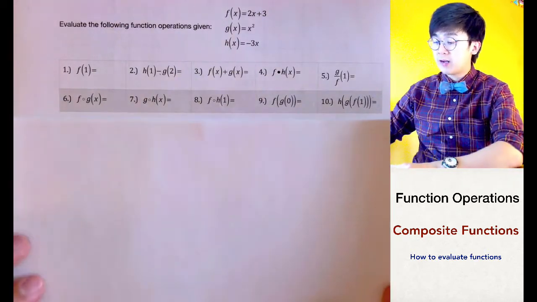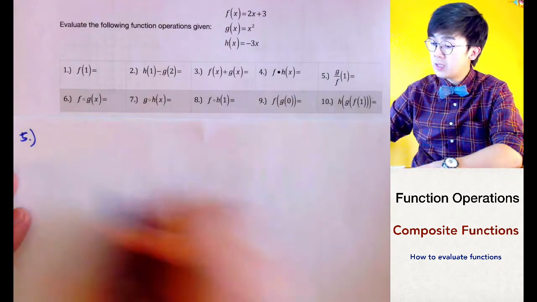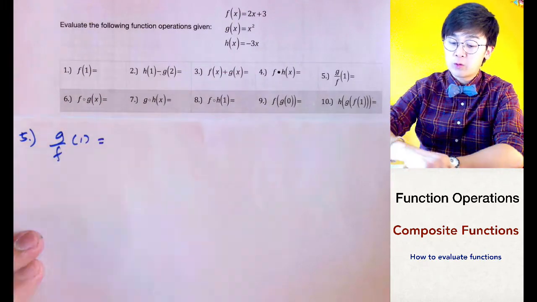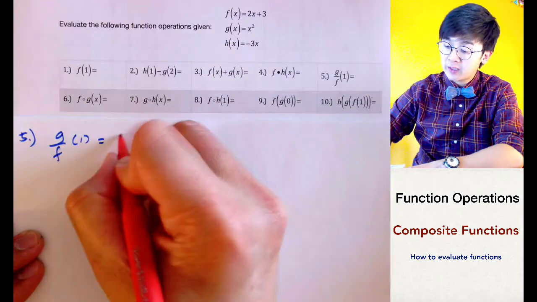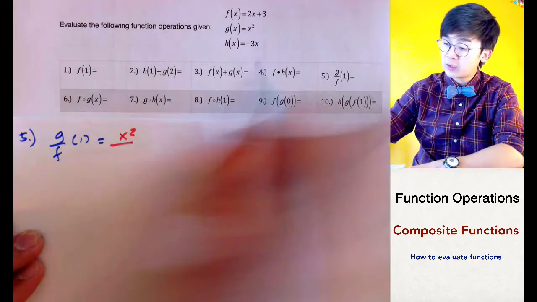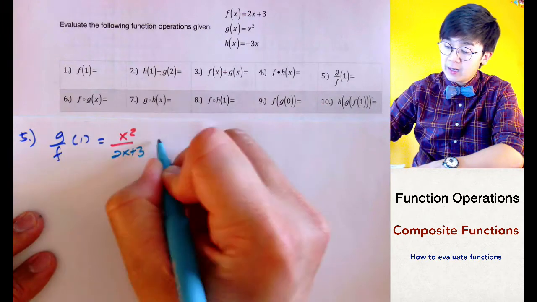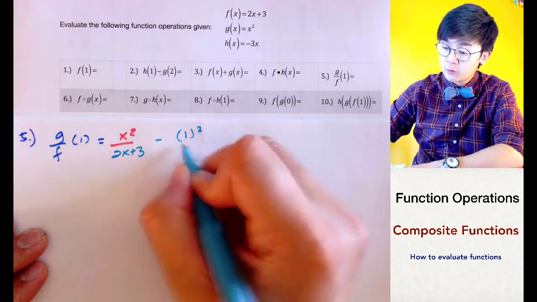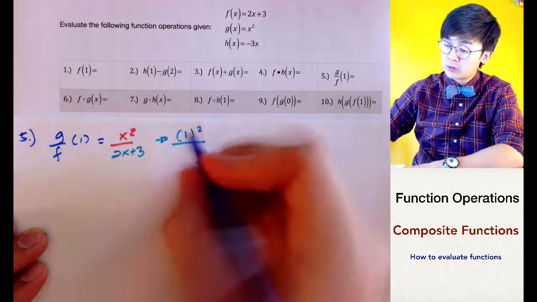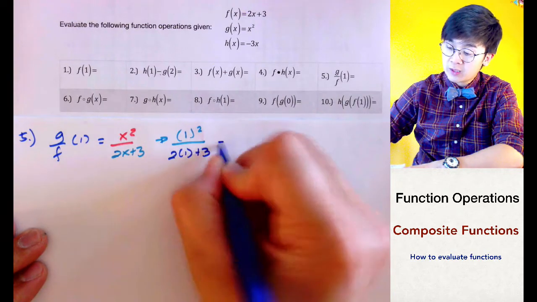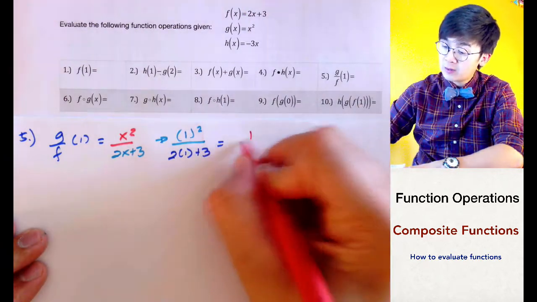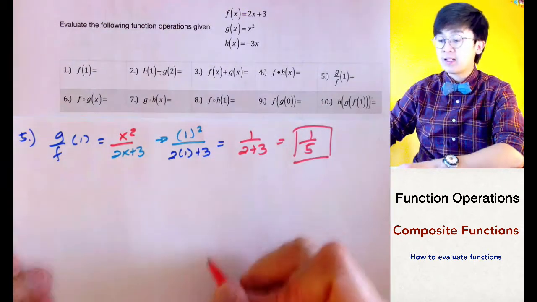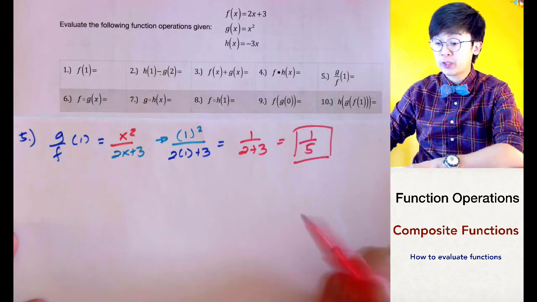Now for problem number 5, we are seeing g of f of 1. In this case, we're going to use the function g, which is x squared, divided by the function f, which is 2x plus 3. And from here, we're going to be replacing the x's with 1. So we'll have 1 squared all over 2 times 1 plus 3. By simplifying the expression, we'll have 1 all over 2 plus 3, which happens to be 1 all over 5. So that is our function operation for number 5.